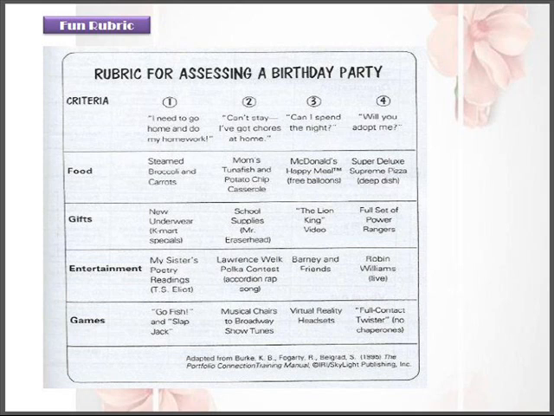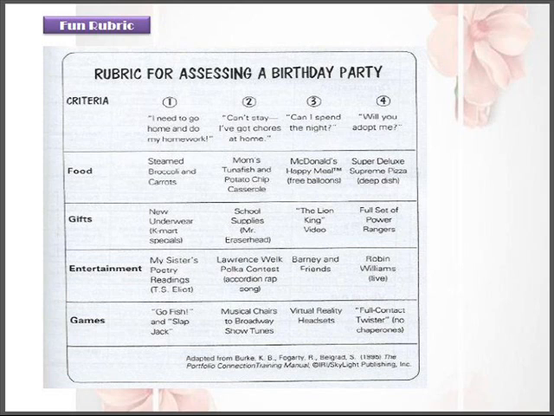There you can see that there are 4 criteria: food, gift, entertainment, and games. And there we also have 4 scales, 1, 2, 3, and 4. Here I will take one example from the food criteria. You will only get 1 if it is steamed broccoli and carrots. And you will get 4 if it is super deluxe supreme pizza.